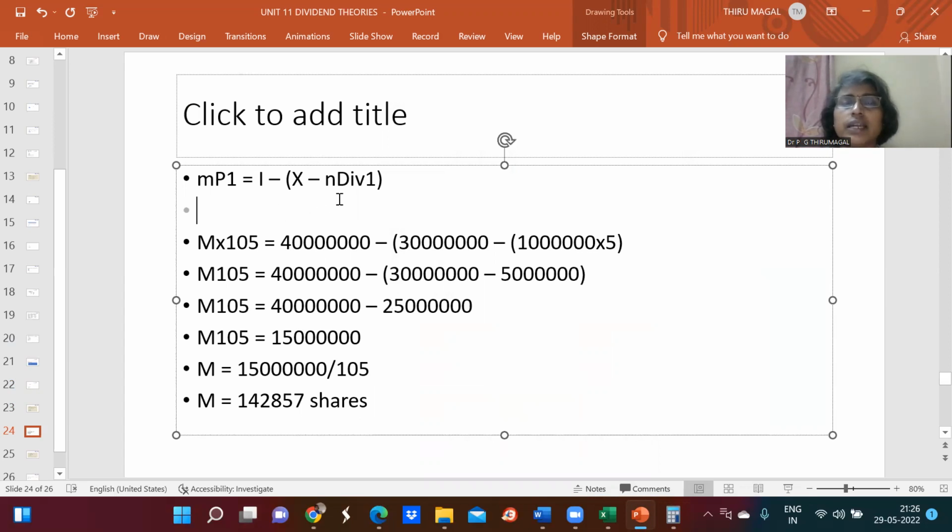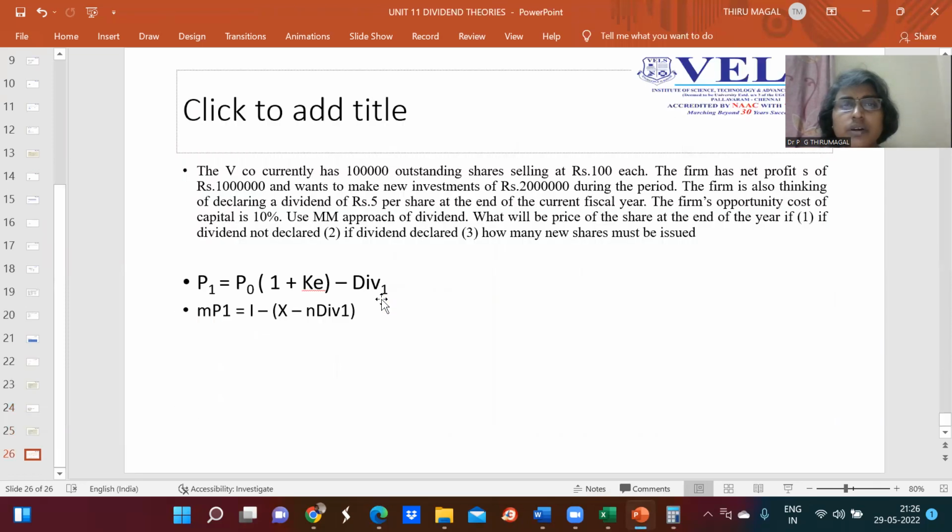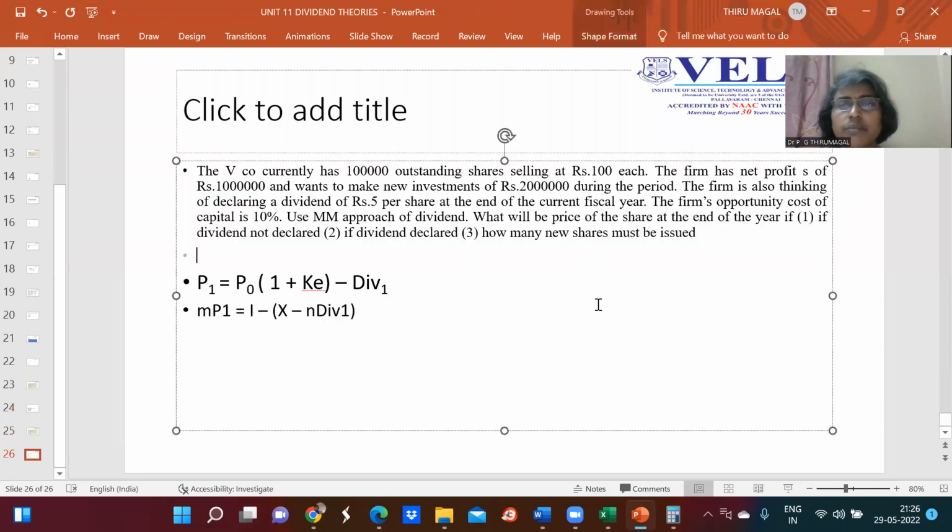So this is how we can calculate the number of new shares. If the company wants to make an investment, this is how the company can go ahead with calculating the new number of shares. Then I will see one more problem. This is again another problem, and the same methodology we have to adopt.